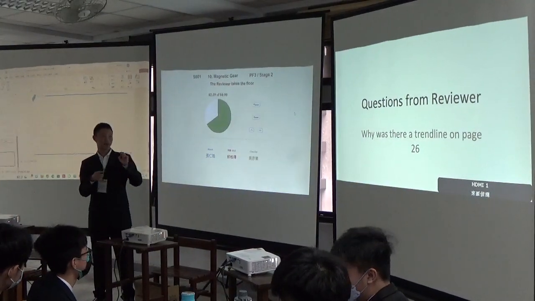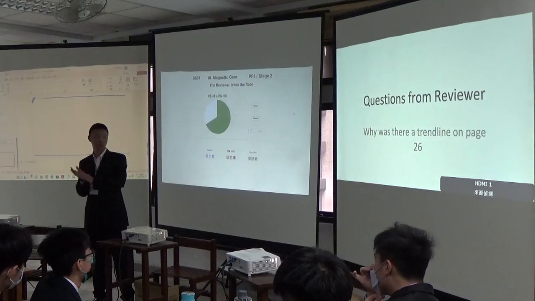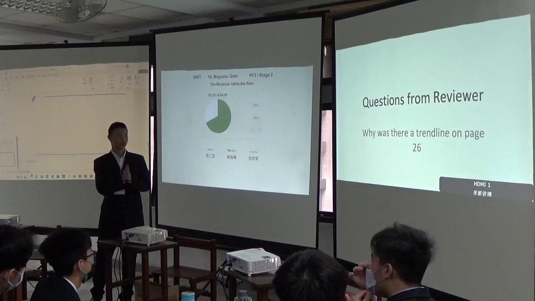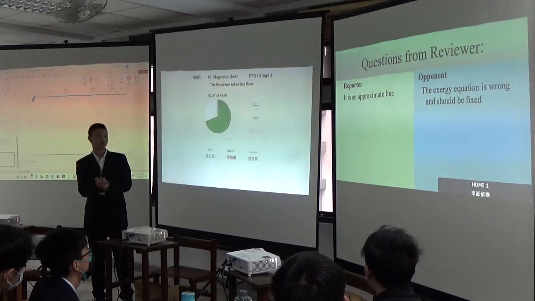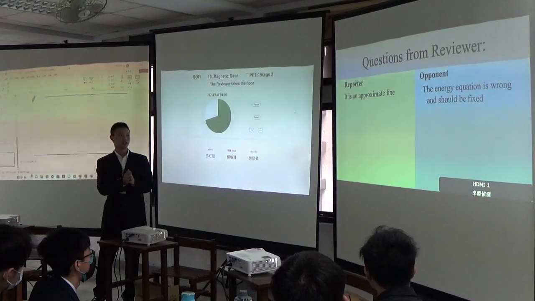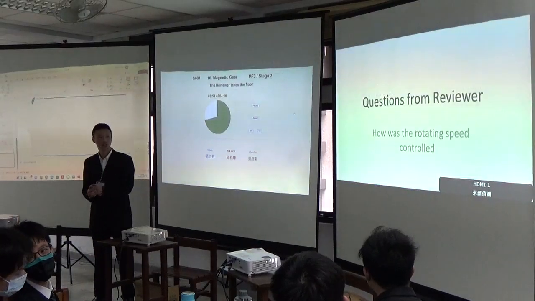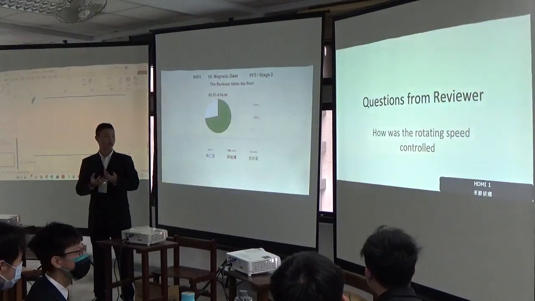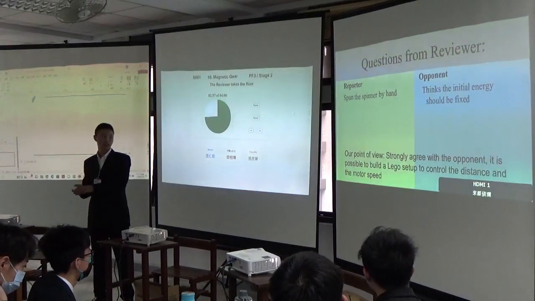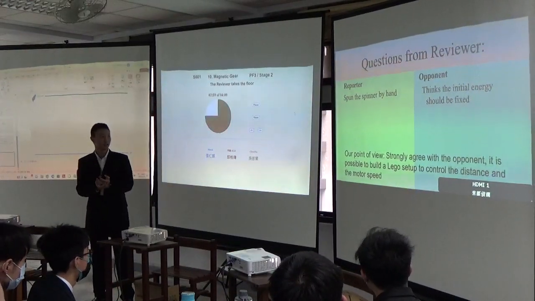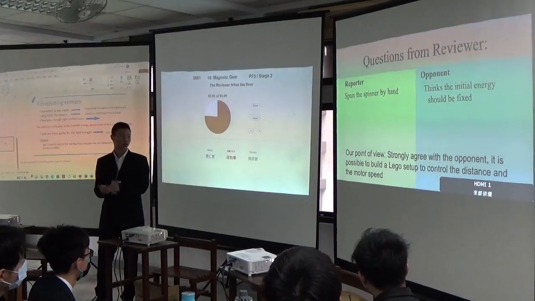So next are my questions for the reporter and opponent. I first asked why there was a trend line on page 26, and the reporter said that it's just an approximate line. The opponent believes that the energy equation is wrong and should be fixed. Next I asked how the rotating speed was controlled. The reporter said that he used his hands to control the experiment, and the opponent thinks the initial energy should be fixed.